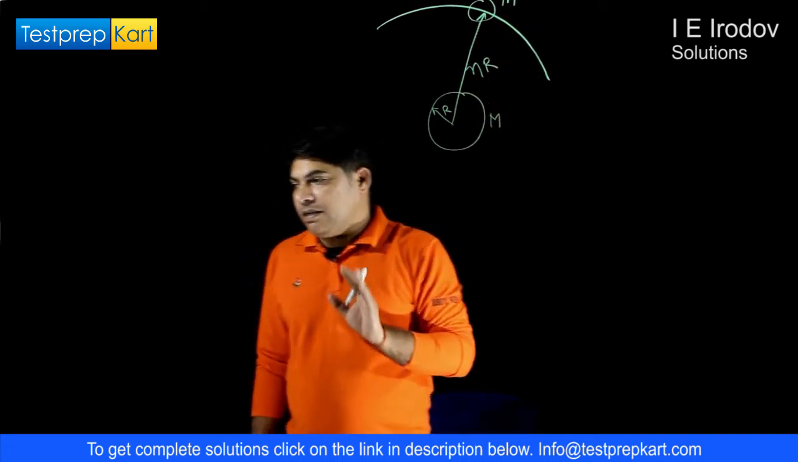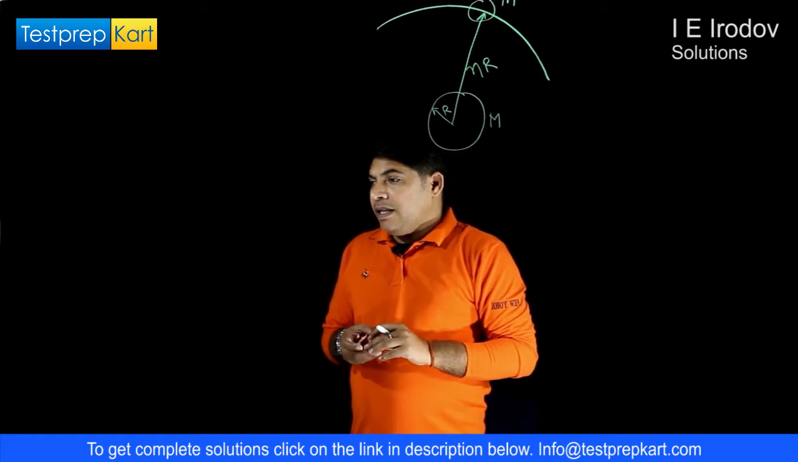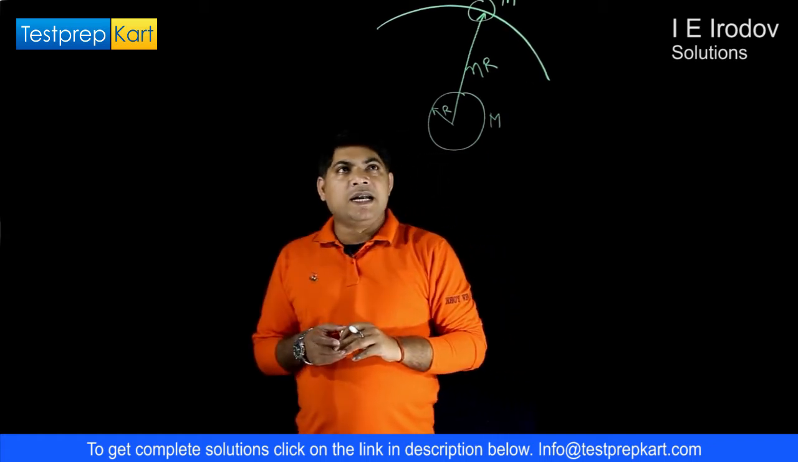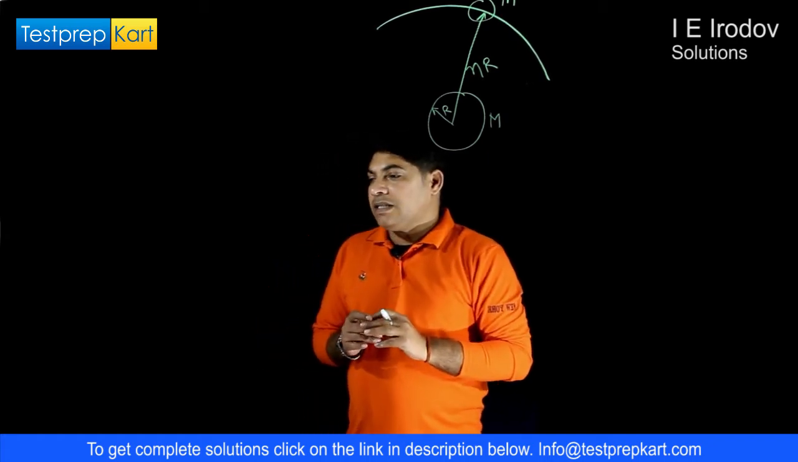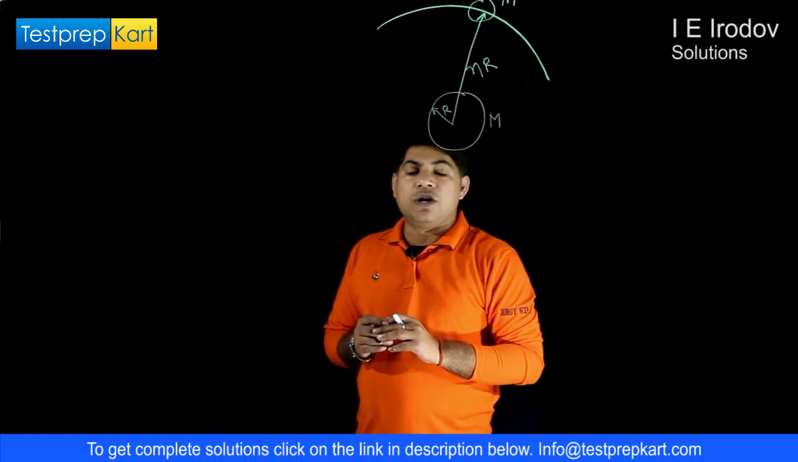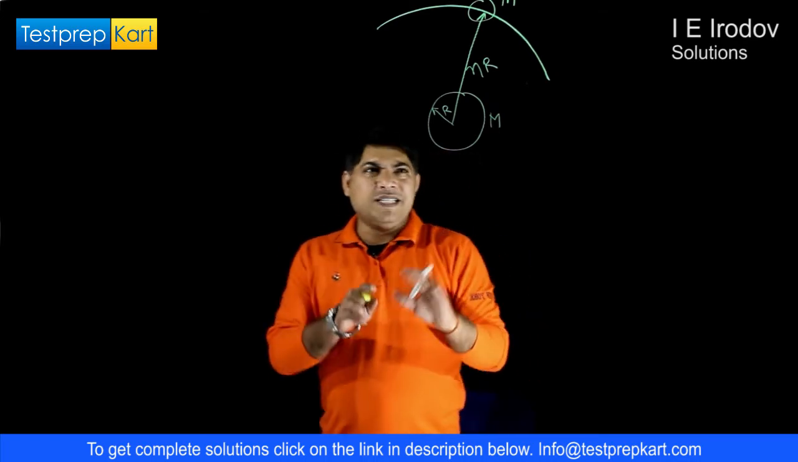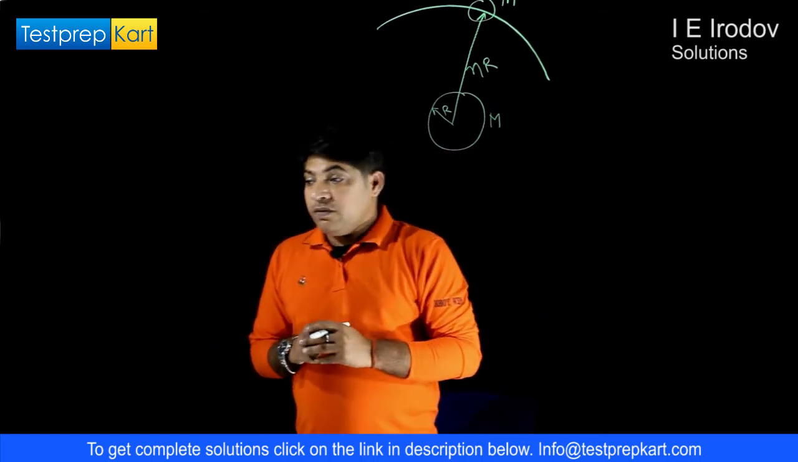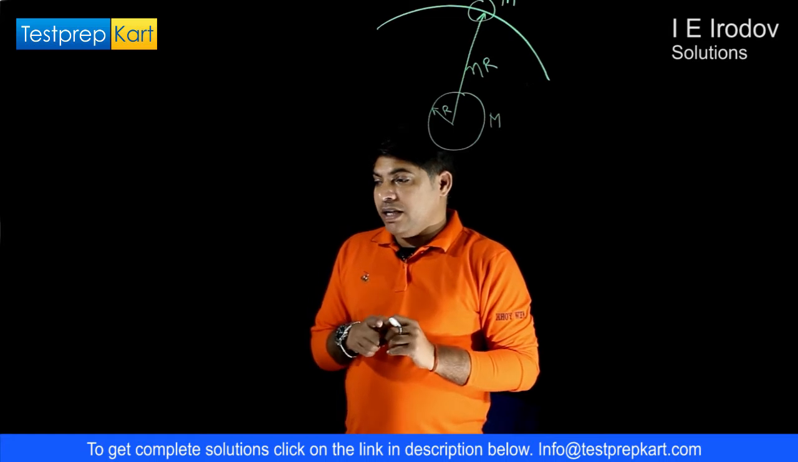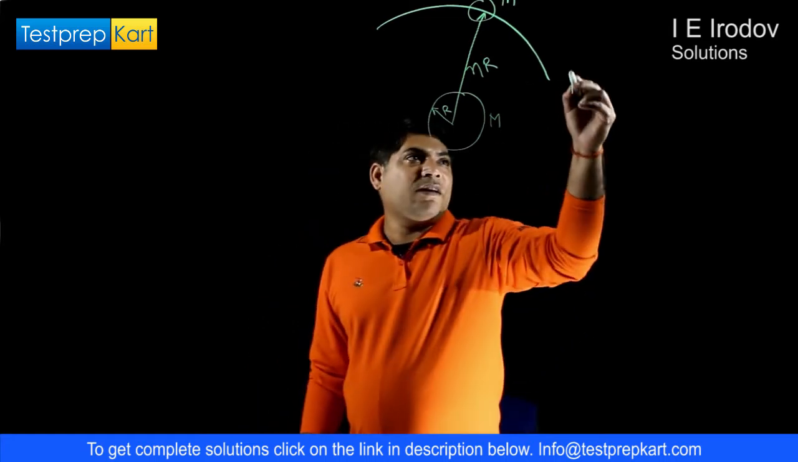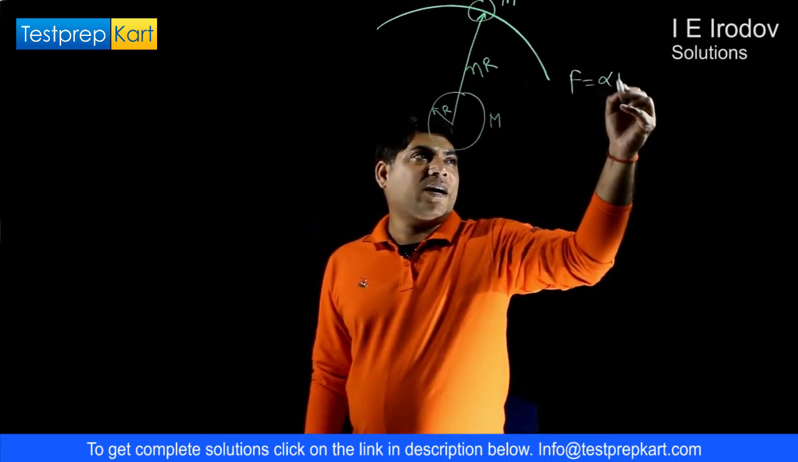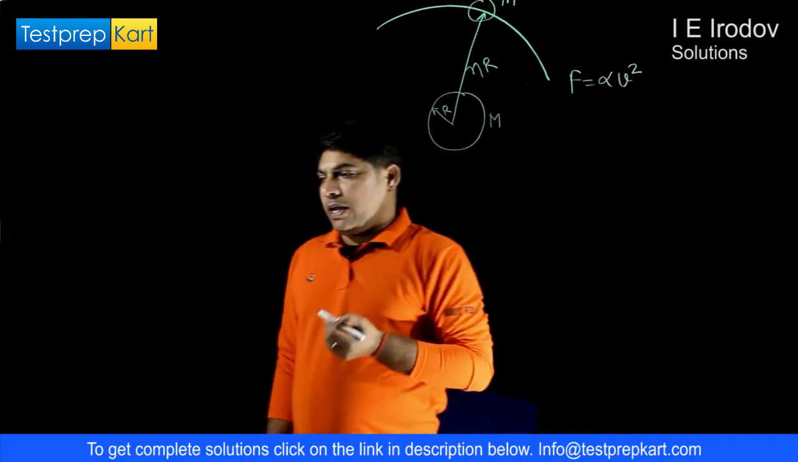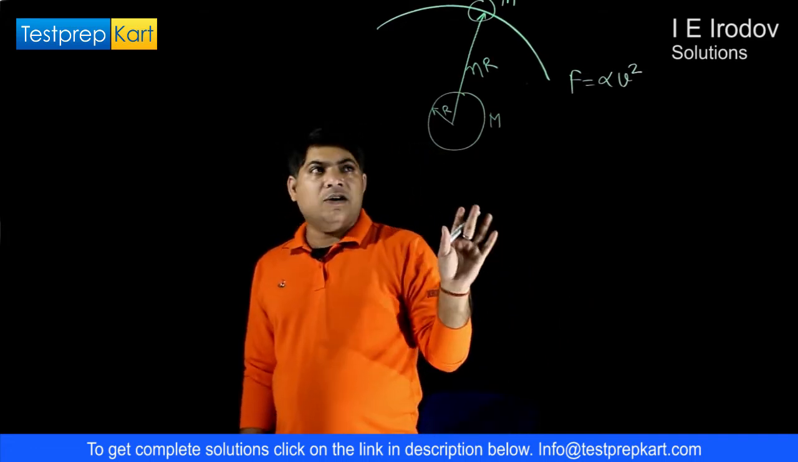This information is given. Now, in the process of motion, satellite experiences a slight resistance due to cosmic dust. It means there is a resistive force which is dependent on the velocity, and this force F is given as alpha into v square, where alpha is a constant.